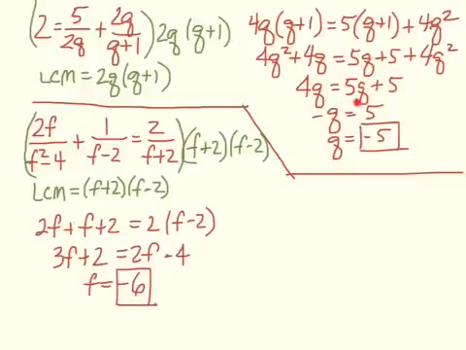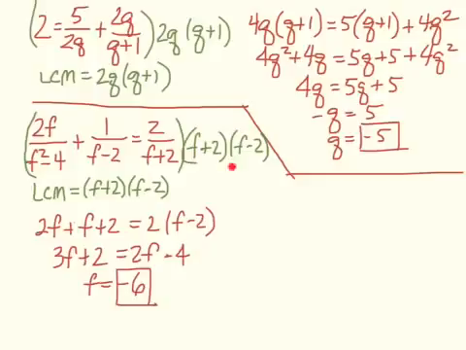I've got 4q equals 5q plus 5. Subtract 5q from both sides, divide both sides by -1, and I get q equals -5. One more example, and this is probably about as tough as it gets. 2f over f squared minus 4 plus 1 over f minus 2 equals 2 over f plus 2. Least common multiple, f plus 2 times f minus 2. That's what this factors to be.